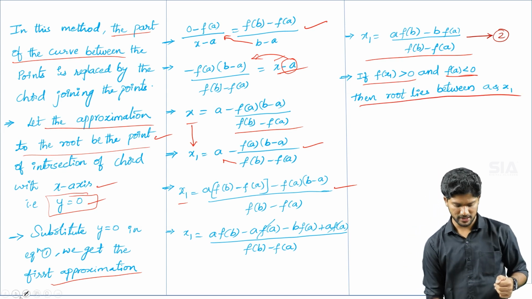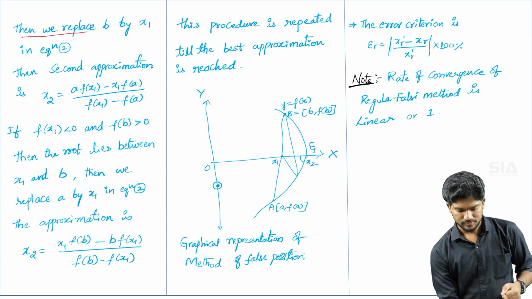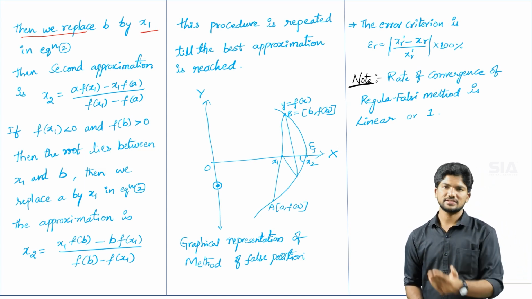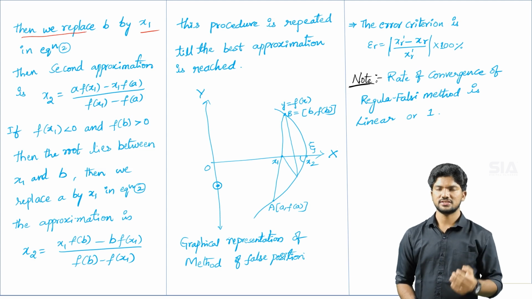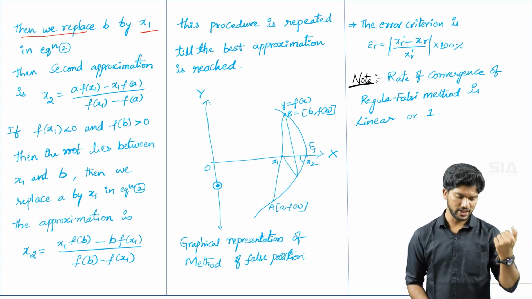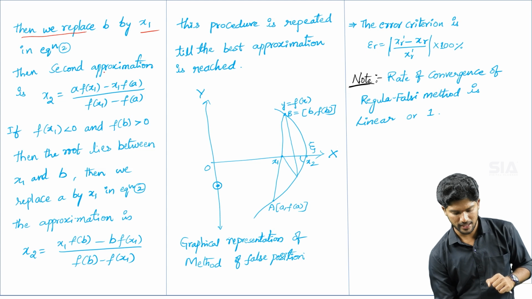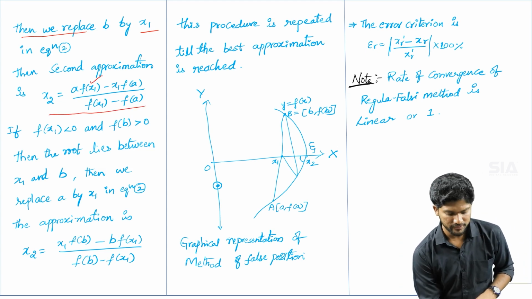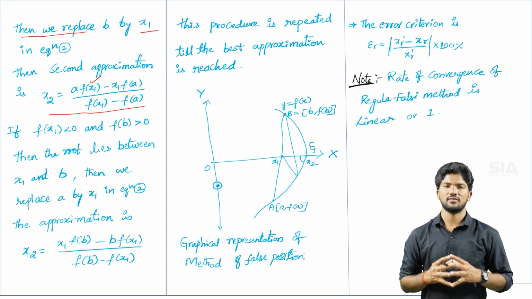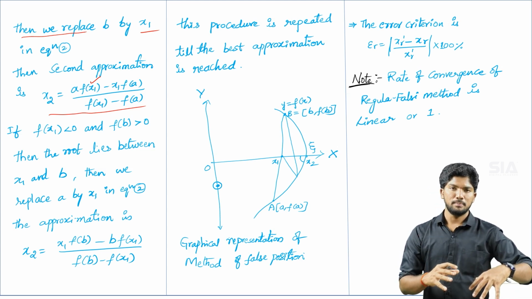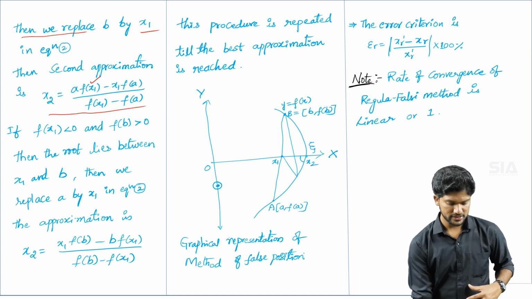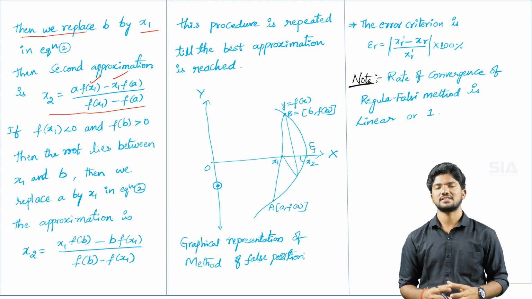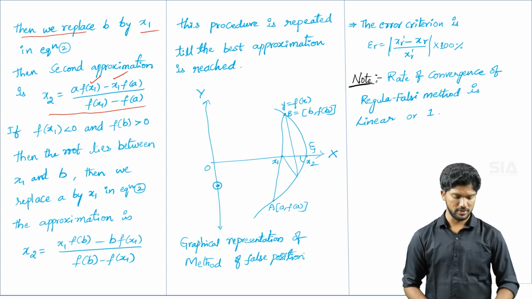Same as the bisection method. So therefore, then we have to replace small b by x1. Because x1 gives f greater than 0 and a gives f less than 0, so there are 2 consecutive values. So therefore the second approximation is given by x2 is equal to a into f of x1 minus x1 into f of a by f of x1 minus f of a. We are replacing b with x1.